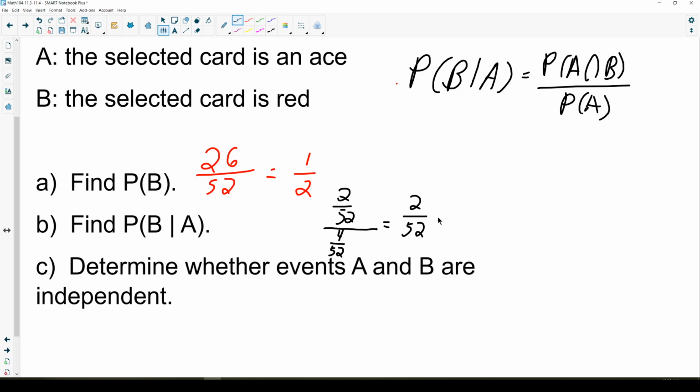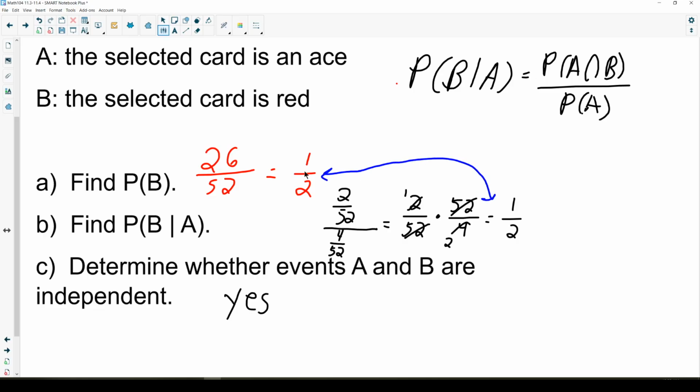Keep, change, flip. Division becomes multiplication. Flip the 52 and the 4. 52 cancels. 2 goes to 1. 4 goes to 2. Equals 1/2. Are these independent events? Yes. Why? Because we can see that the chance of B and the chance of B given A are equal. So that's just a little review on independent events.